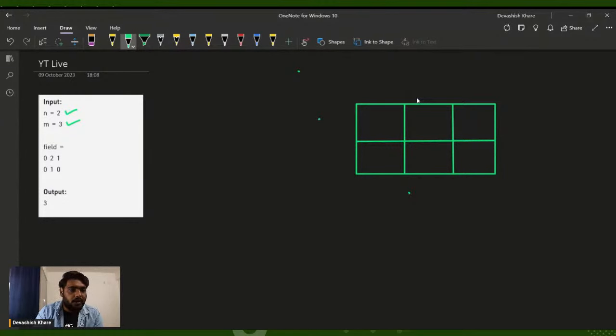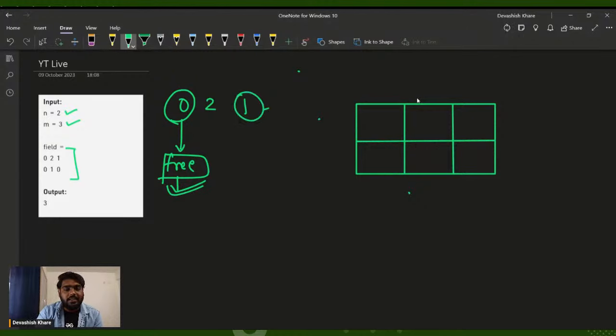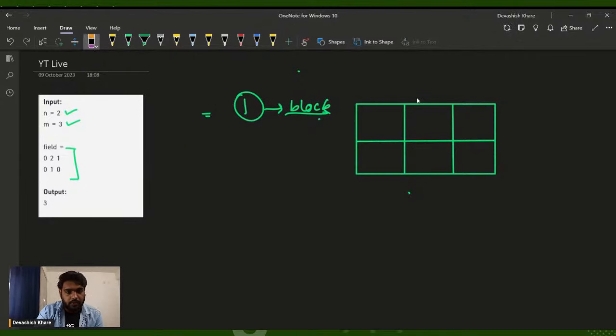Now, what are the values that are filled inside the field? We are told that we have 3 values. It could be either 0, 2 or 1. What do we mean by 0? 0 tells that it's a free path, and we can move along it. 1 tells that it is blocked. And 2, we'll see through the diagram.